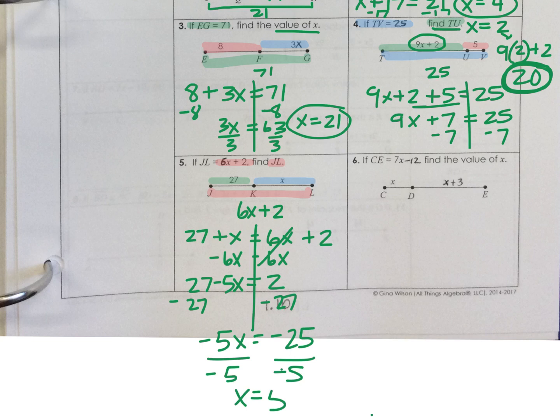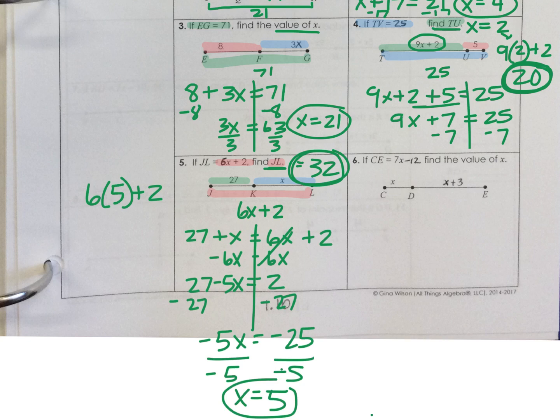X is 5. Okay, I got an X, but the directions say find JL, the red part. Well, JL is 6x plus 2, but I know that the X is 5, so I'm going to erase that and put a 5 in. 6 times 5 is 30, plus 2 is 32, final answer. All right, one more practice in this page.